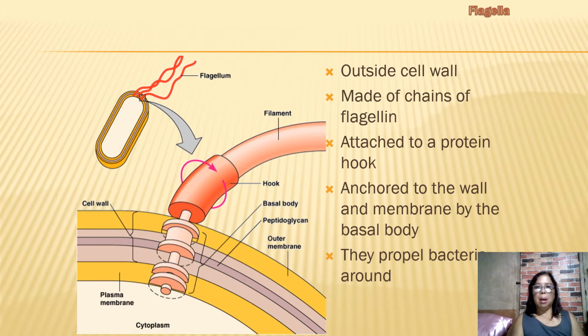So the flagella are found outside the cell wall. They are made up of flagellin, and they are attached to a protein hook towards the inner part of the cell, and they are anchored to the wall or membrane by the basal body, and they make their own rotation in order to aid movement of the cell.